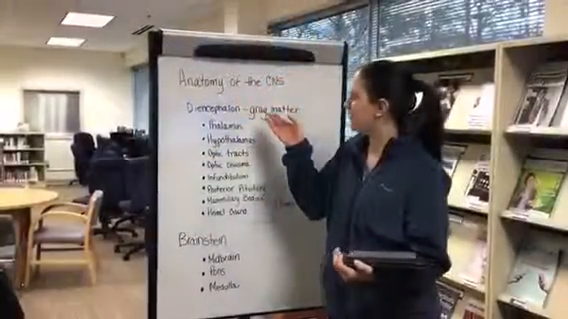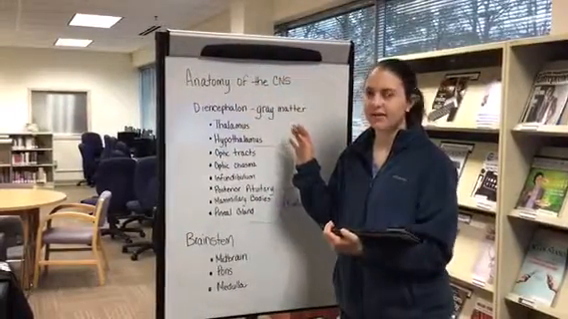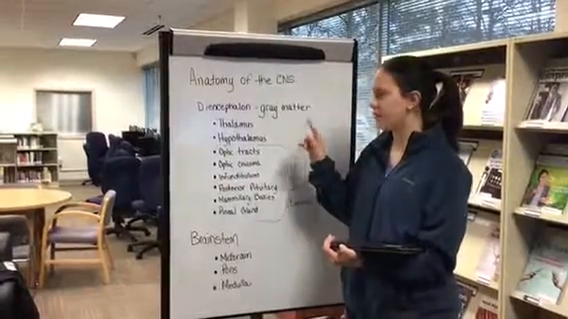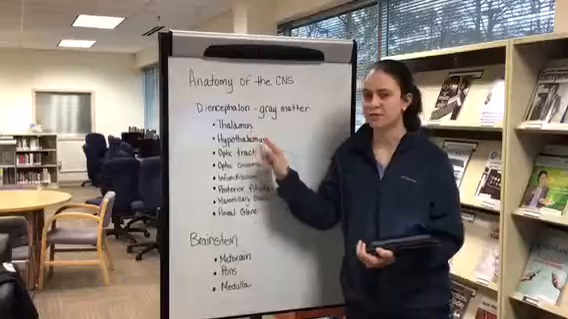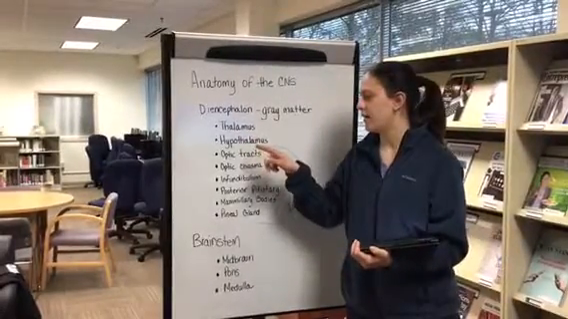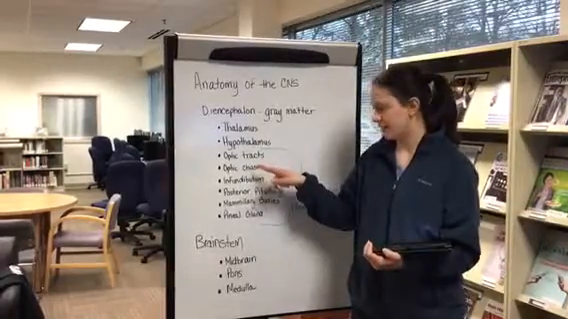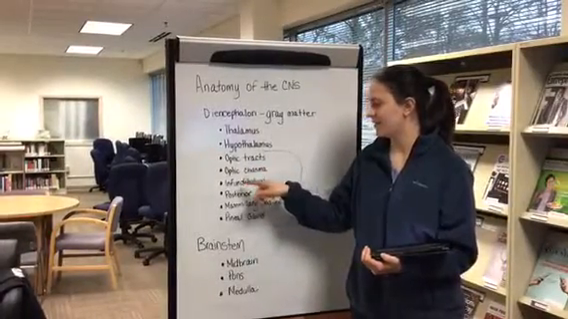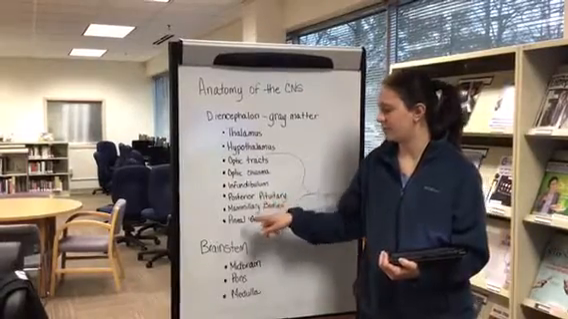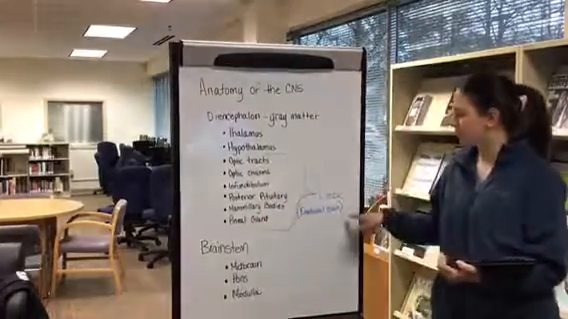Part of the anatomy of the CNS is the Diencephalon and the Brainstem. The Diencephalon is made of gray matter, and it's broken into the thalamus, hypothalamus, and the limbic system. The limbic system is broken into the optic tracts, the optic chiasma, the infundibulum, posterior pituitary, mammillary bodies, and the pineal gland. It's also known as the emotional brain.